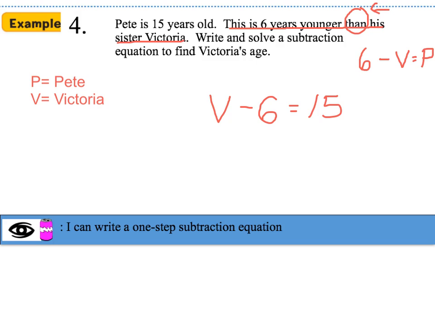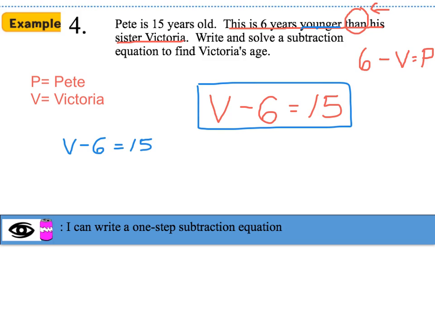And the reason why we're using subtraction is because it says younger than. So if it says younger than, we're going to assume that we're subtracting or taking away. So now what we can do, since we have this equation, we can use this equation to solve for Victoria's age. So let's draw the fulcrum down the center of the equal sign.